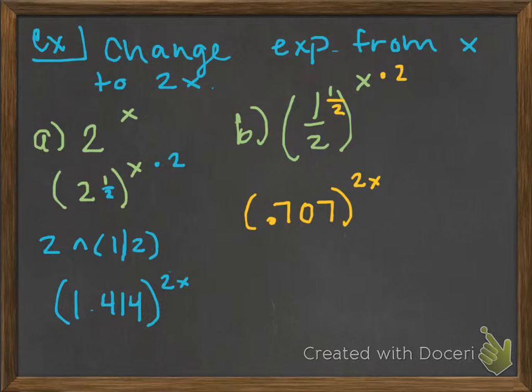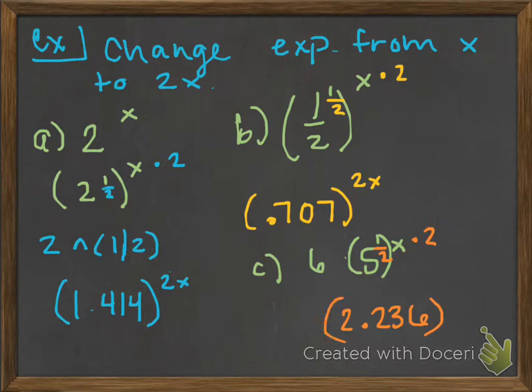And letter C is 6 times 5 to the x. Now there's extra information here. The 6 just follows you along. The 5 is the base. So 5 is raised to the first power. And I am going to multiply my exponent by 2, which means I had to divide this by 2. So 5 to the 1/2 power is 2.236. This is raised to the 2x, and the 6 is just out front, follows you along.